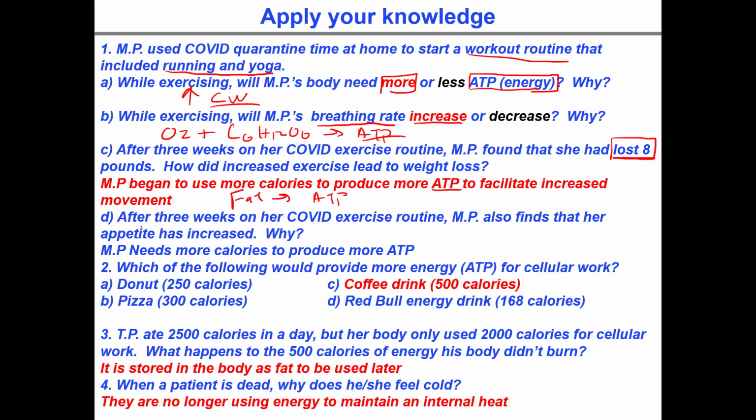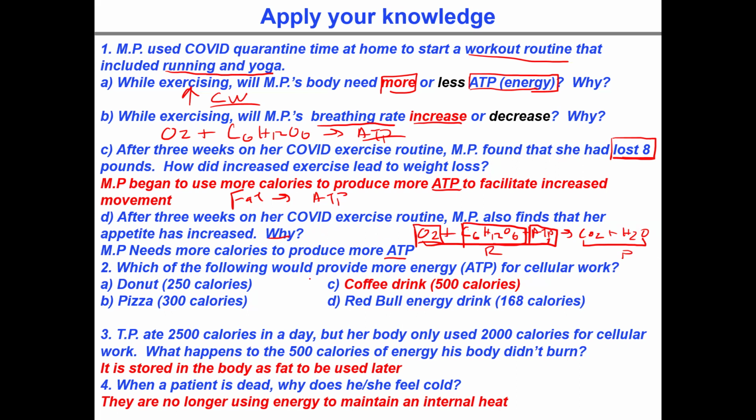All right. So after 3 weeks of COVID exercise routine, MP also found that her appetite has increased. So why? So MP needs more calories to produce more ATP. Remember, in our cellular respiration equation, we have oxygen. We also need energy, so in this case, glucose, C6H12O6, and this is going to give us our ATP, and then we are releasing CO2 plus H2O. Some of these are going to be our reactants. These are going to be our products. So in this case, why does she have an increased appetite? Because we are using more energy, we need more food as well as oxygen.